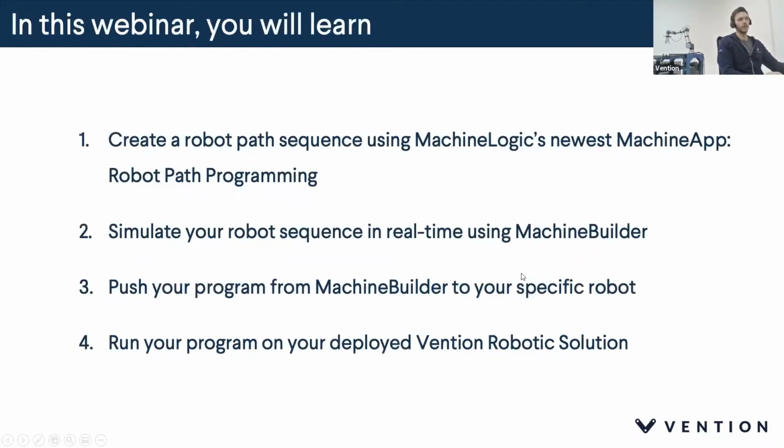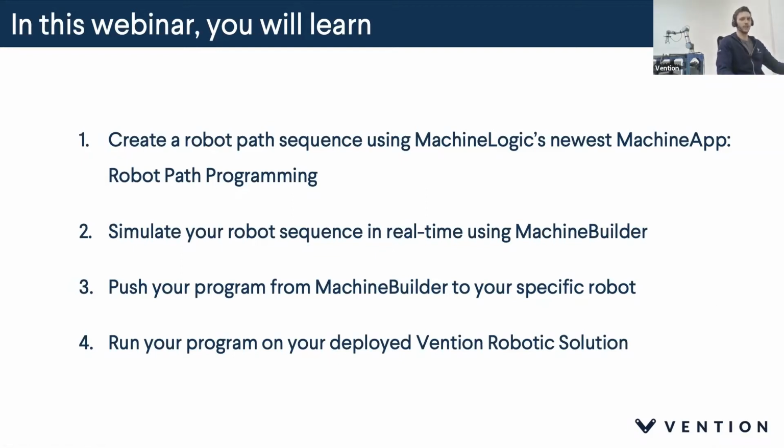So from here, I'll just go over a few of the key points and the key learnings for this webinar. Ideally, you will learn how to first create a robot path sequence using MachineLogic's newest MachineApp, robot path programming. Second, be able to simulate your robot sequence in real time using Machine Builder. Third, be able to push your program from Machine Builder to your specific robot. And finally, be able to run your program on your deployed Vention robotic solution.